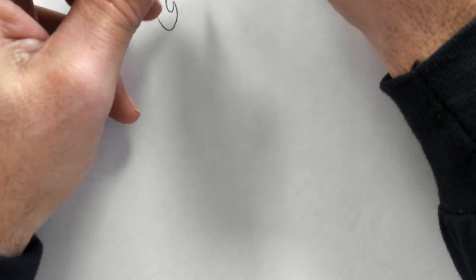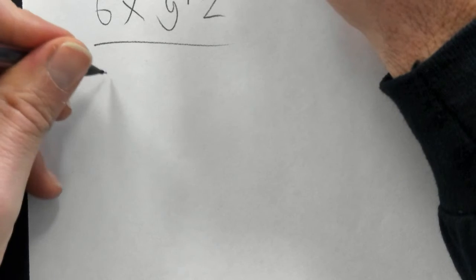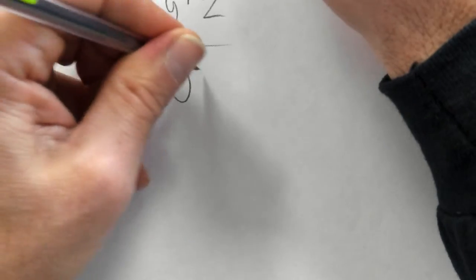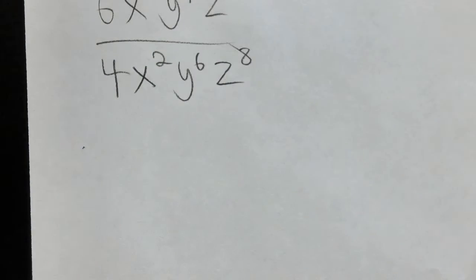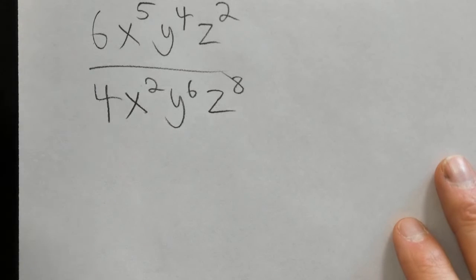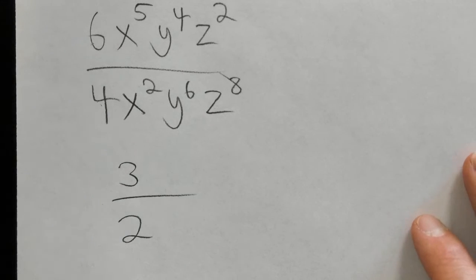So suppose, for example, that we started out with 6x to the 5th, y to the 4th, z to the 2nd, all over 4x squared, y to the 6th, z to the 8th. All right? So now, in this example, when we start dividing it out, 6 over 4 reduces to 3 over 2. So I'll have a 3 on top and a 2 on the bottom. I'm reducing that fraction first.